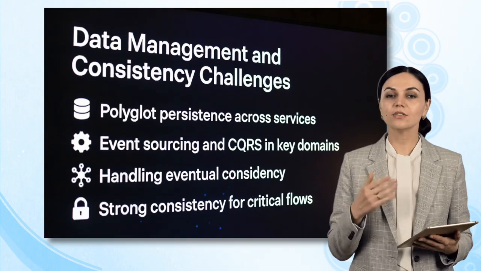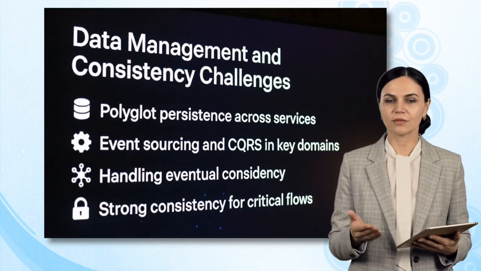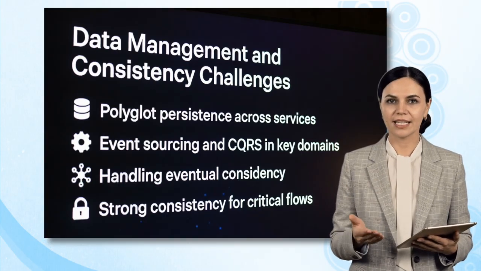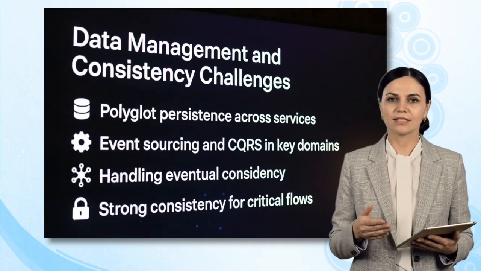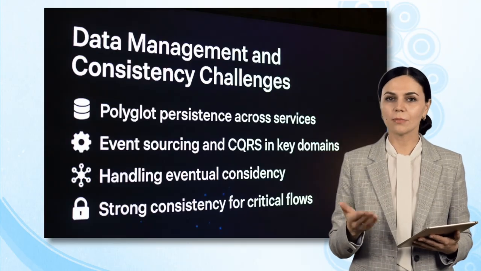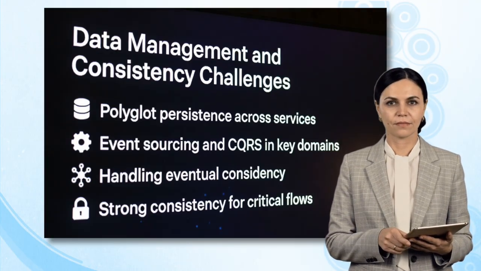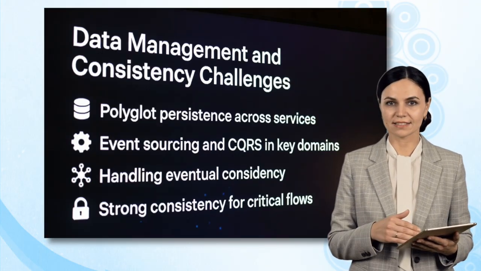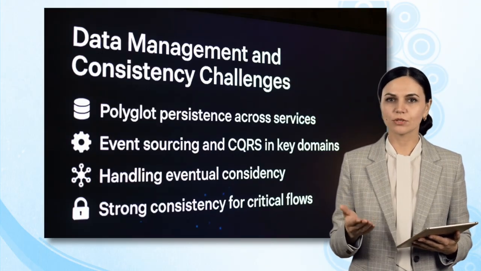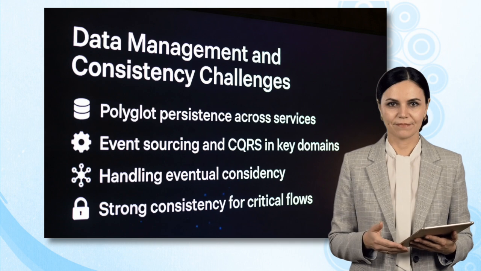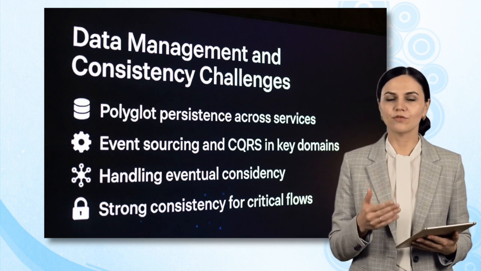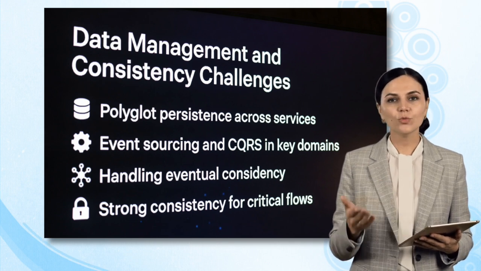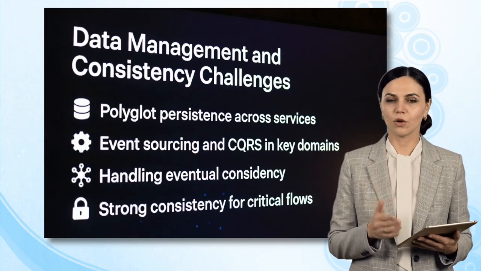Managing data across hundreds of services brought new challenges around consistency and availability. Uber uses different databases for different services, polyglot persistence from day 11. For complex workflows, they adopted event sourcing and CQRS. They carefully balance eventual consistency with strong consistency where it matters most, for example, payments and ride status. This is one of the hardest parts of moving to distributed systems, and Uber's solutions are excellent real-world examples.